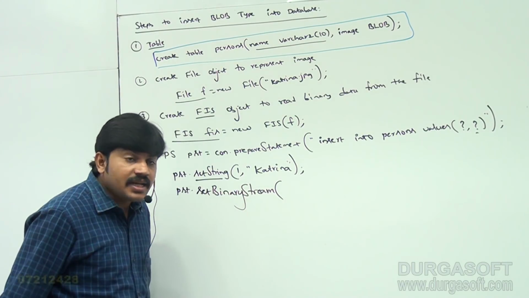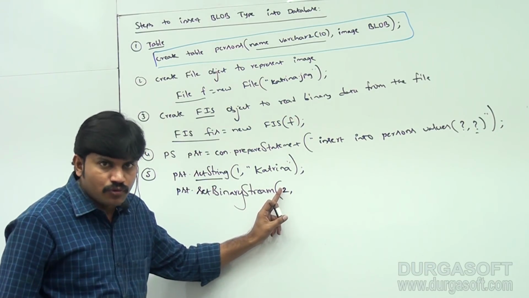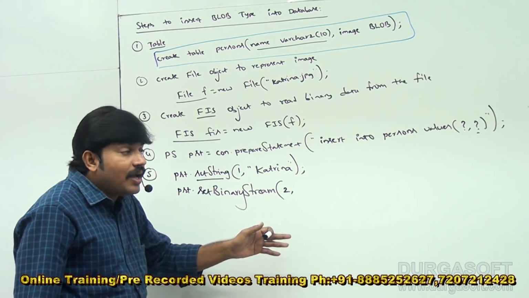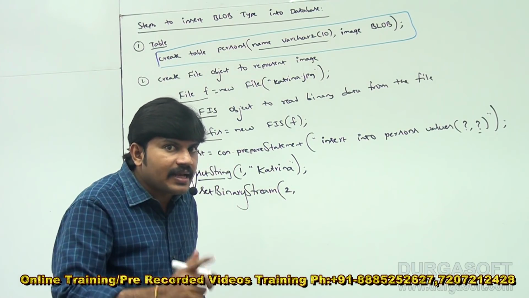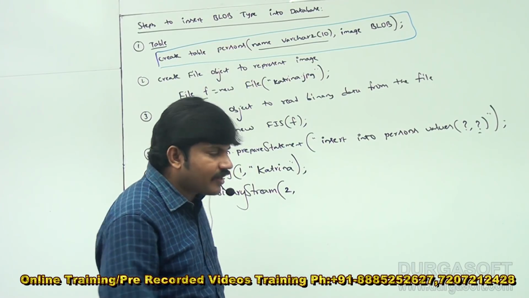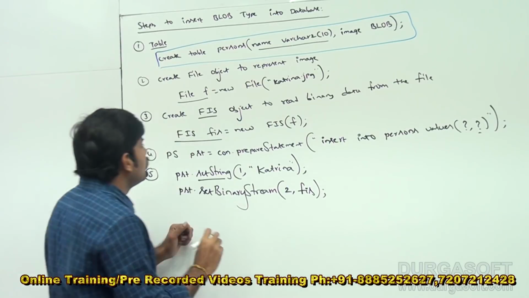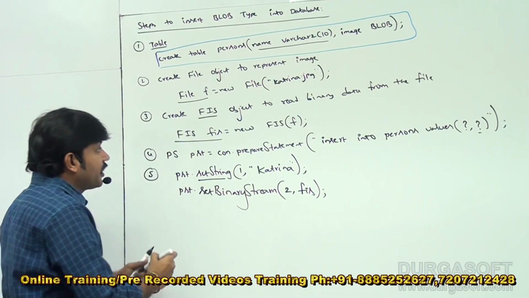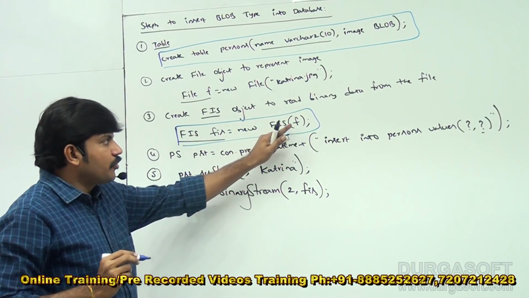pst.setBinaryStream(2, ...), where 2 is the positional index. What is the second argument? The blob type. To read the binary data, you require to pass the file input stream object. I hope we already created it: FileInputStream fis = new FileInputStream(f).